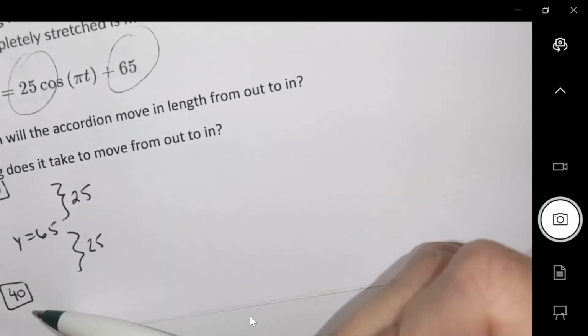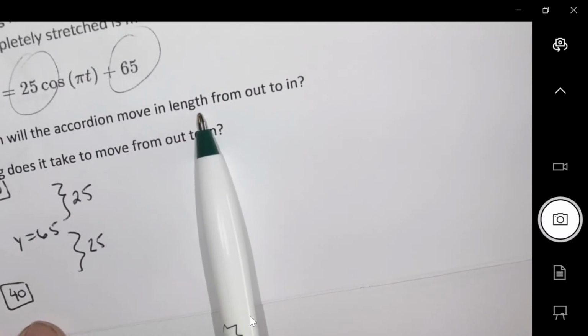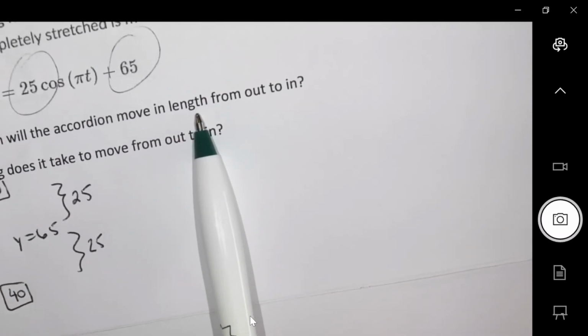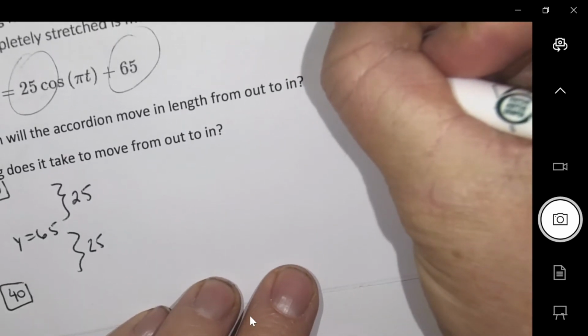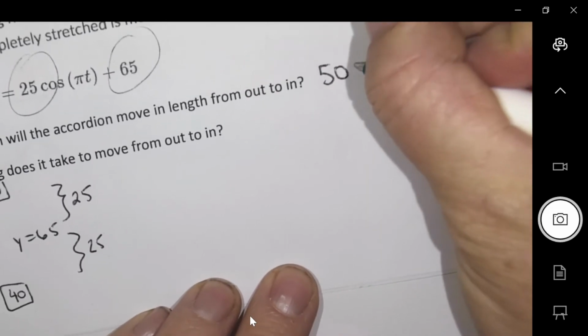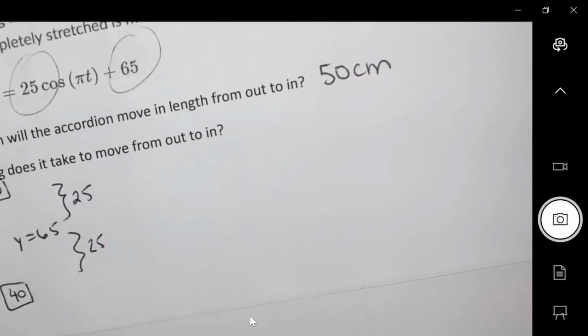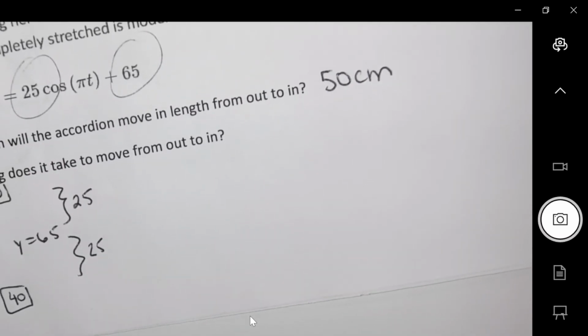So how much length will it go from all the way out to all the way in? How much length passes by? 50 centimeters. Okay? Some of you might have just said, ooh, amplitude is 25, double it. Some of you might have just thought of that too, right?